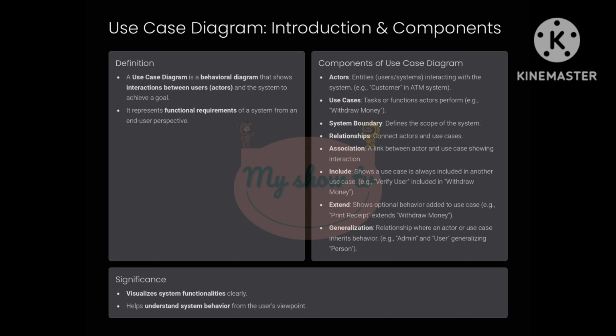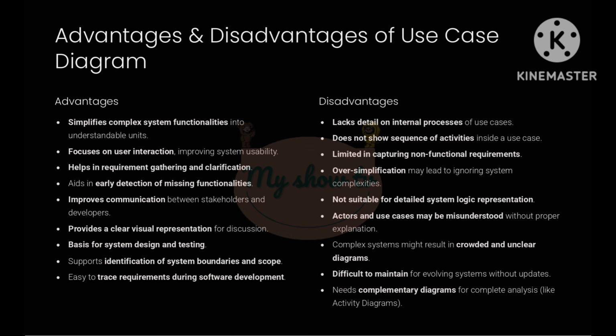We also use include when one use case always uses another, like verify user is always part of withdraw cash. Extend is used for optional behaviors that may or may not happen, like print receipt might extend withdraw cash. Finally, generalization helps in defining common behavior among actors or use cases. For example, admin and user, generalizing to person. So, use case diagrams help us capture what the system must do, and show how different users will interact with it. Slide 2. Advantages and disadvantages of use case diagram.